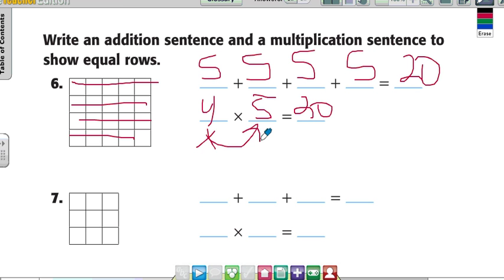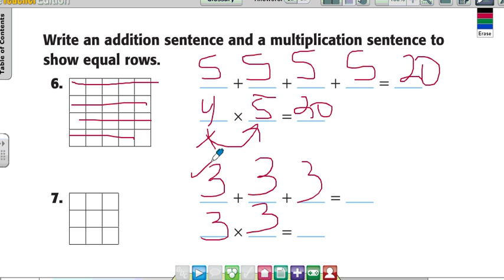All right, look at number 7. Okay. How many rows do I have? 3. How many in each row? 3. So let's do the addition sentence. What's the first one? Second one? Third one? 3. Because the first number goes with this row, the second number goes with this row, and the third number goes with this row. So 3 times 3 would be 9, or 3 plus 3 plus 3 would be 9.